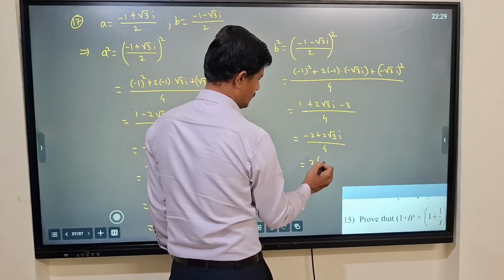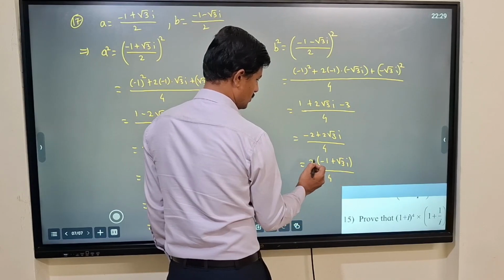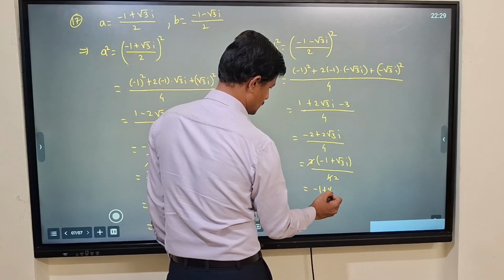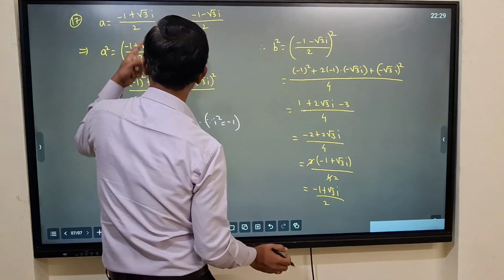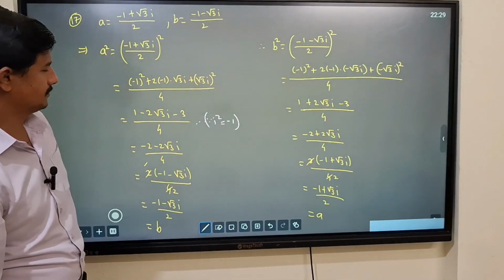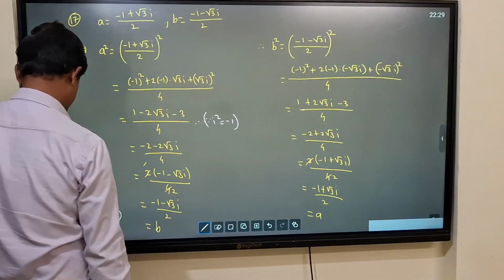So take 2 common, minus 1 plus root 3 i upon 4. 2 twos are 4, so this becomes minus 1 plus root 3 i upon 2. So minus 1 plus root 3 i upon 2 is simply a. Therefore, b square is a. It is proved.